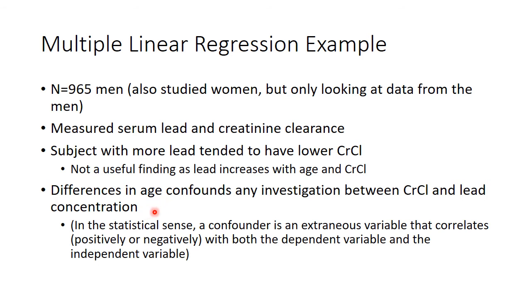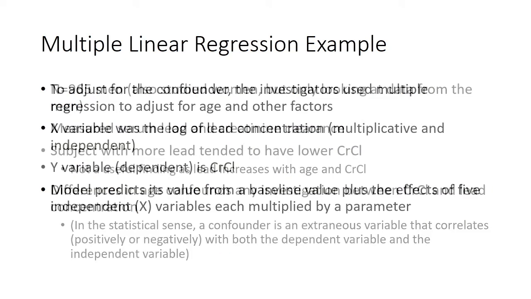So in this case, we call these confounders. They're going to be confounding our data and prevent us from showing some sort of outcome that's really there. So again, in the statistical sense, it's an extraneous variable that correlates either positively or negatively with both the dependent variable and the independent variable, right? So we can call age a confounder, and we need to take this into account when we're doing our analyses, and this is what we'll see as we go forward.